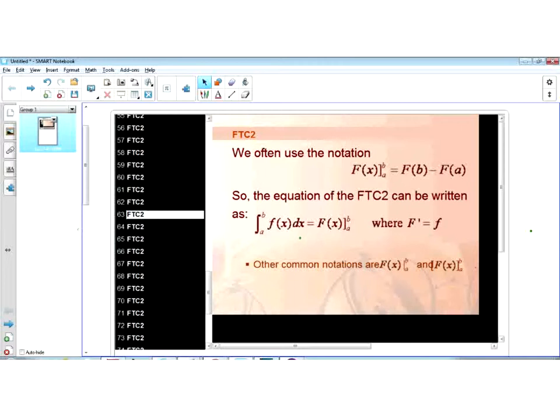Okay, so here's the evaluation operator. F of x evaluated from a to b. So yeah, we've done this. Other common notations exist, but I choose to use this notation right here for the evaluation bar, the evaluation bar we've been talking about since day 1.